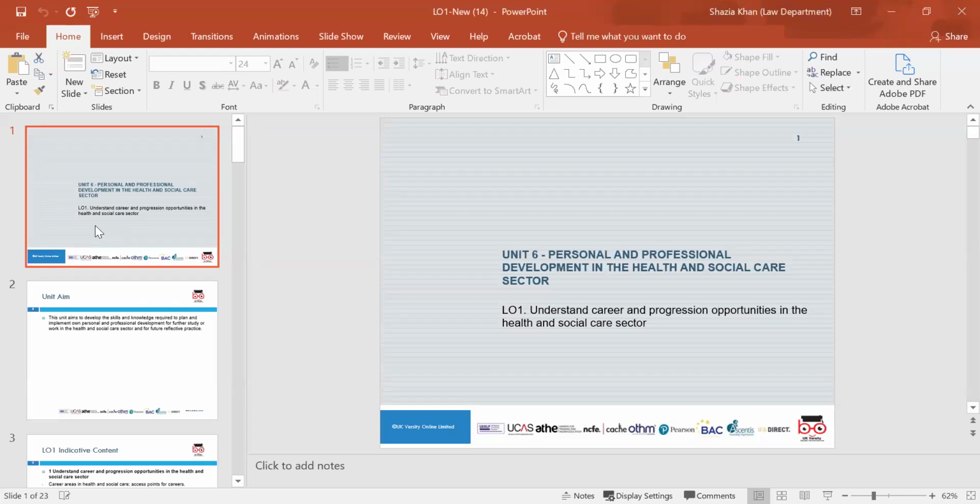So the first one we'll be doing is learning outcome 1, which is to understand career and progression opportunities in the health and social care sector. Before we go into it, does anyone know what kind of careers are within the health and social care profession?